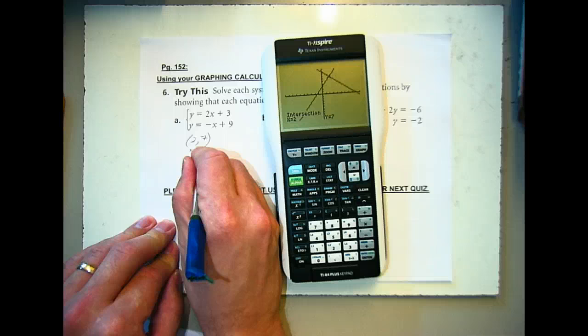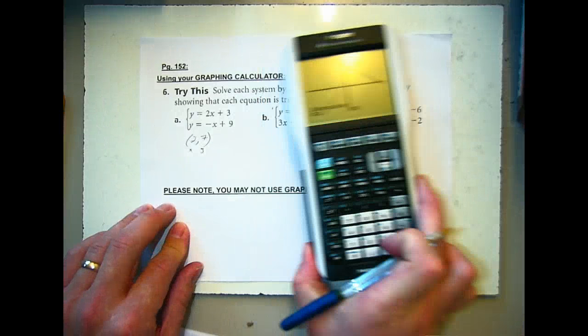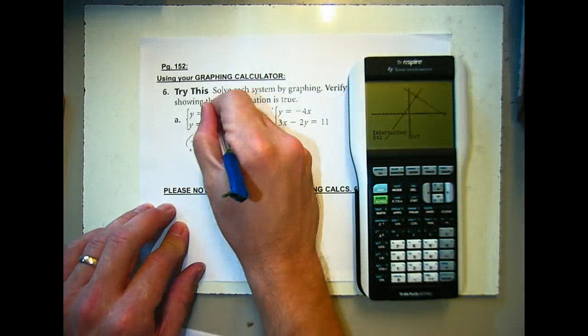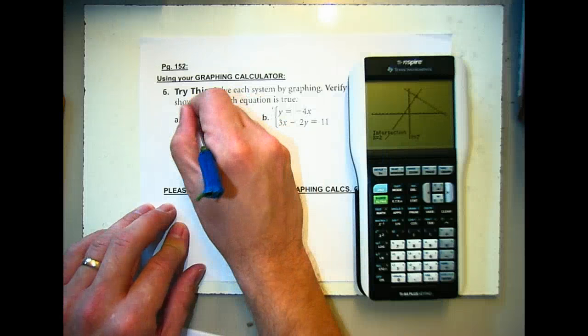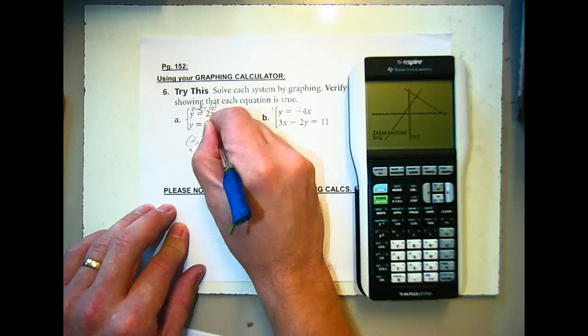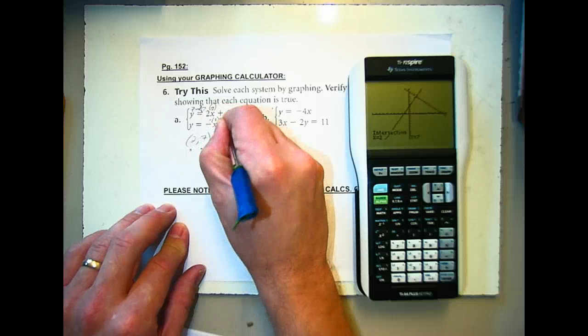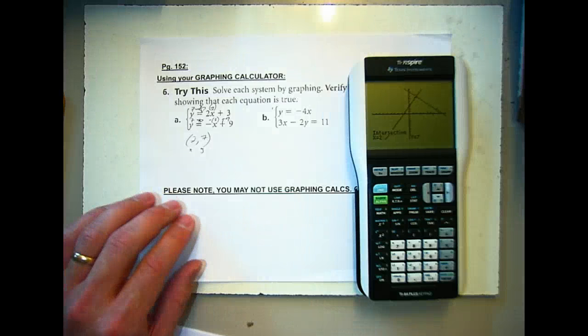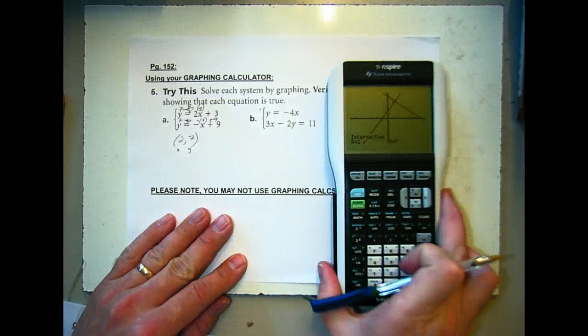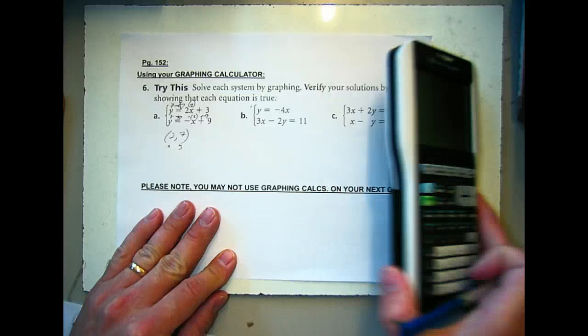That is our solution. That means if x is 2, 4 plus 3, that gives us 7. We're good there. -2 plus 9 is 7. We're good there. Okay? Now, in order to use your graphing calculator, you really need to be in what form?